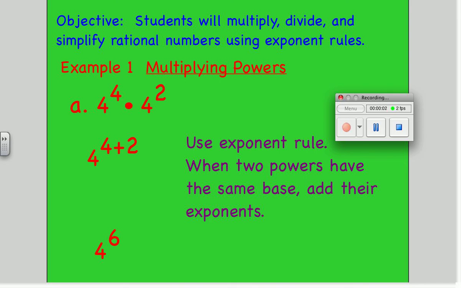Okay, this is chapter 6, lesson 7. You guys are going to be learning to multiply powers. You've done this in the past, so I will try to get through it as quickly as possible.